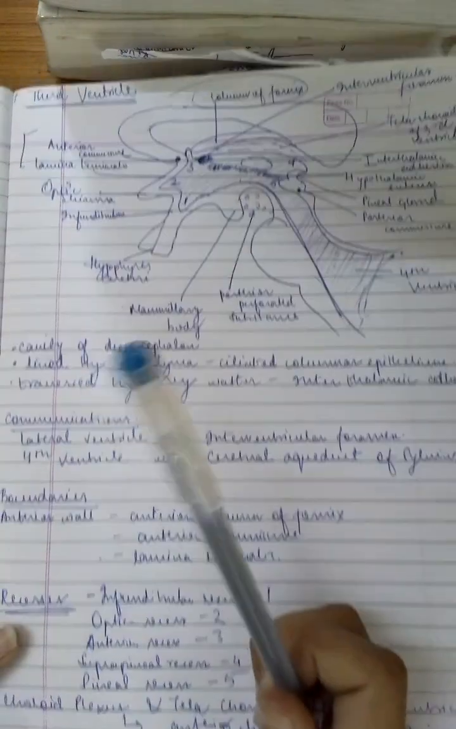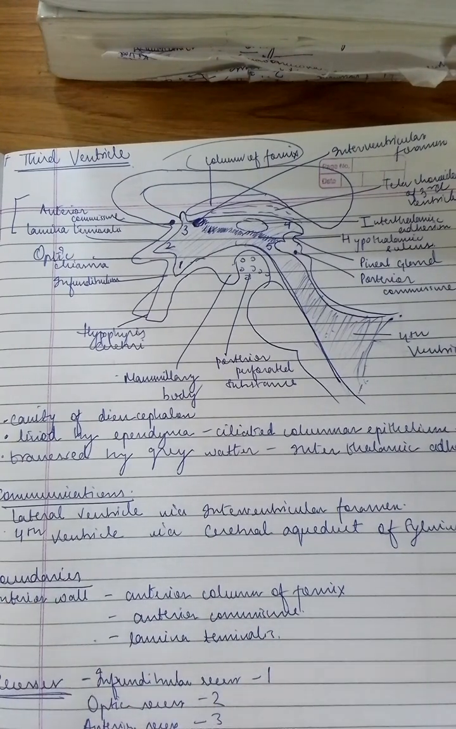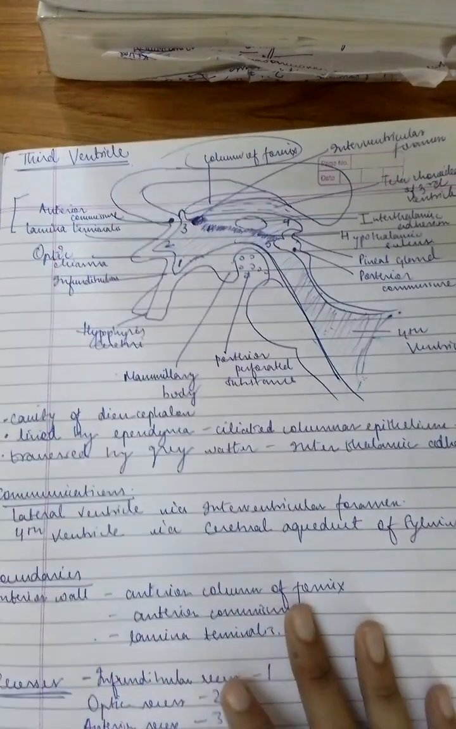Okay, so next I will be completing all the ventricles. I completed the fourth ventricle. Now I'm going to start with the third ventricle, and then I'll be doing the lateral ventricle. So for all the ventricles, there are two lateral ventricles, one third ventricle, and one fourth ventricle. So there are a total of four ventricles. I'll be doing the third ventricle.